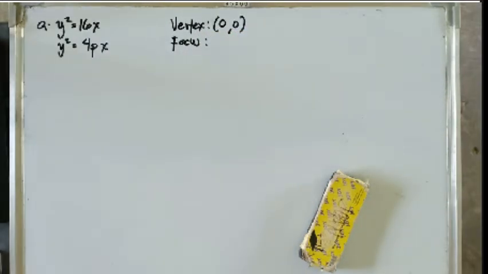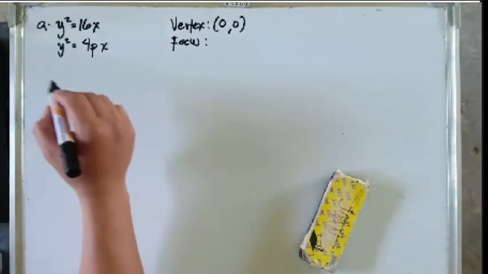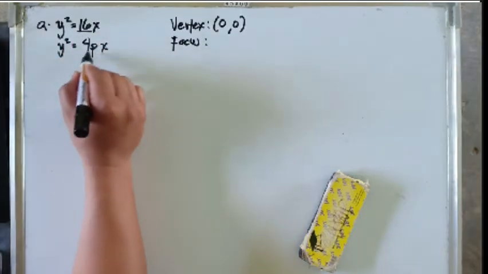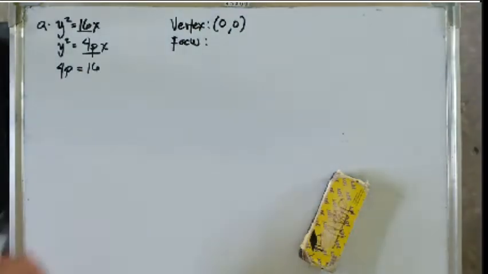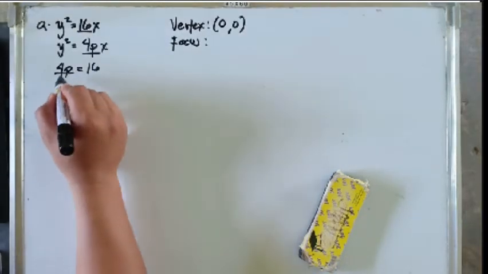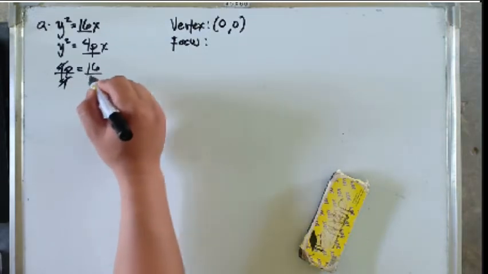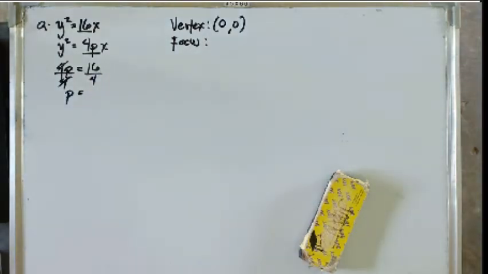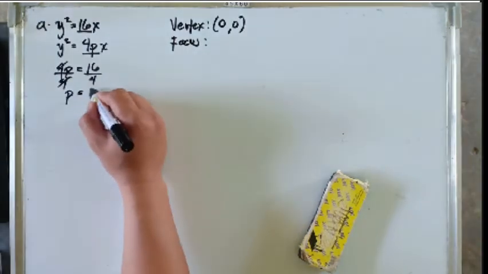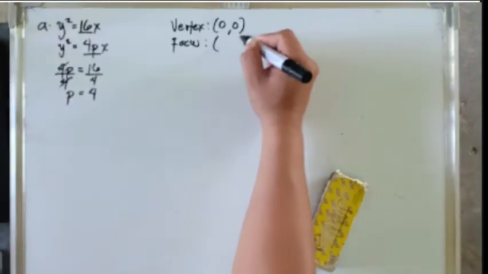What is the focus of the parabola? As I've mentioned, we need first to know the value of p. So let's equate that 16 into 4p. So we have 4p is equal to 16, and you need to solve the value of p. To do that, let's divide both sides of the equation by 4. Then we have p is equal to 16 divided by 4, which is 4. You got it right. So what then is the focus?